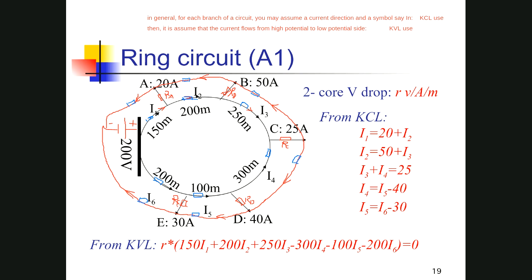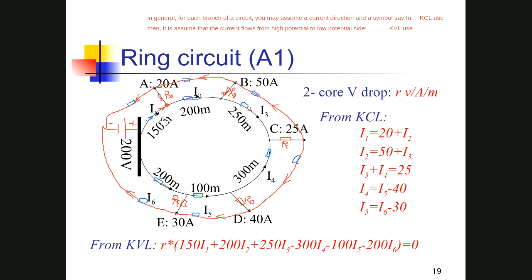Looking at the junction points here, we have a current I1 come in at this point. We have a current I2 out at this point. We have the current 20 amperes out from this point.